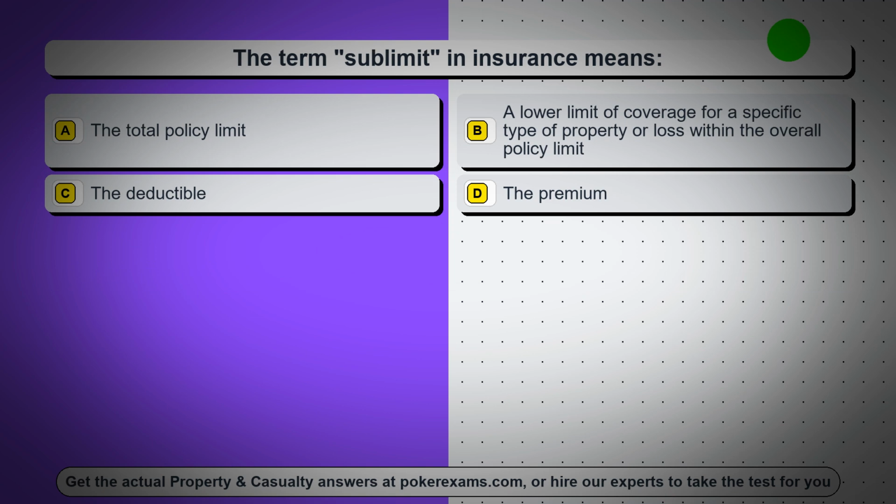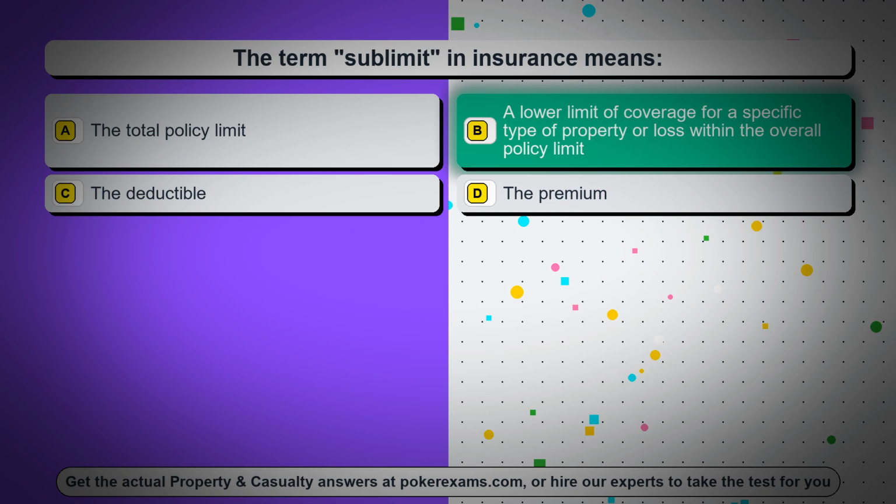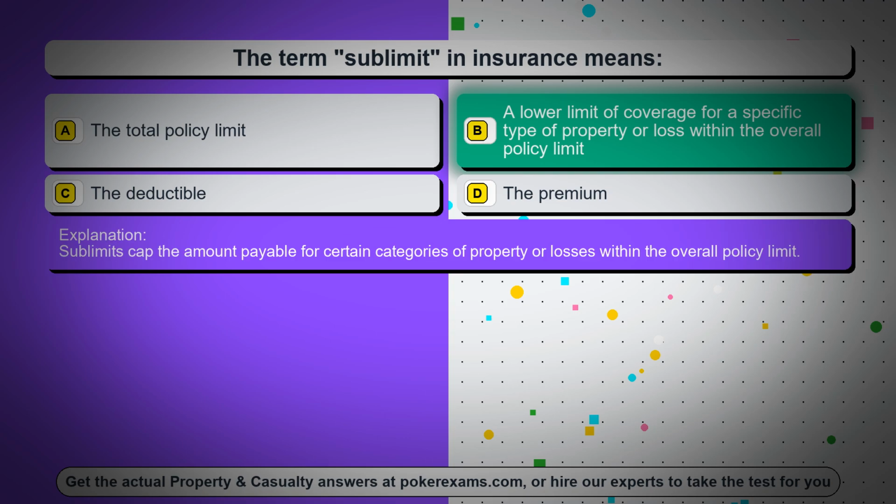Question 33. The term sublimit in insurance means, option A, the total policy limit, option B, a lower limit of coverage for a specific type of property or loss within the overall policy limit, option C, the deductible, option D, the premium. The correct answer is option B, a lower limit of coverage for a specific type of property or loss within the overall policy limit. Sublimits cap the amount payable for certain categories of property or losses within the overall policy limit.